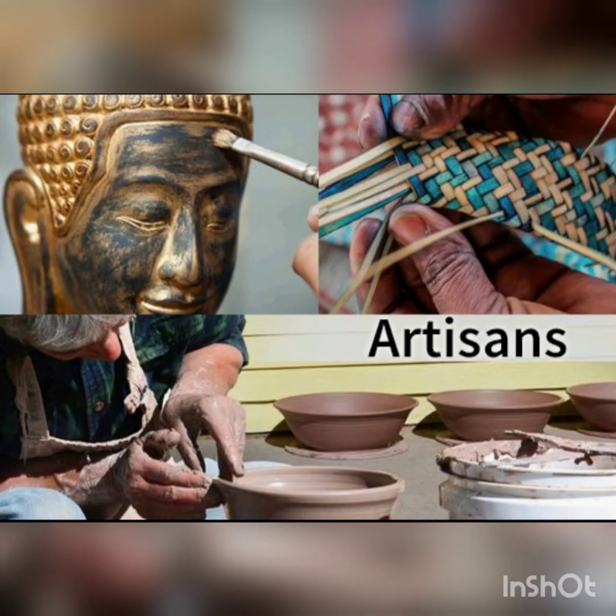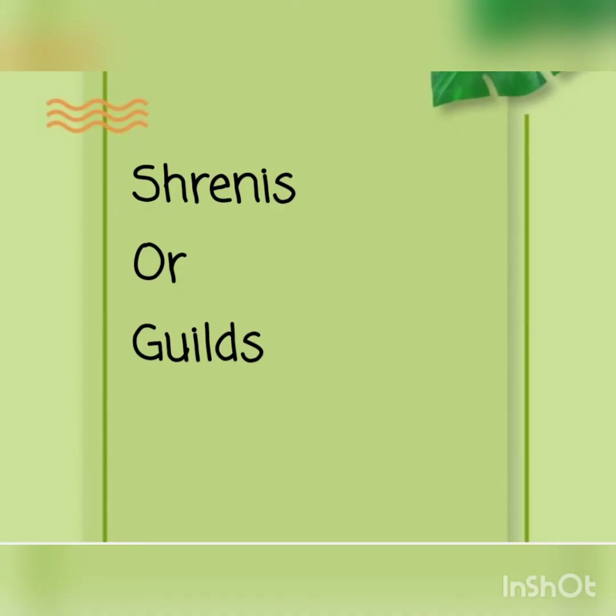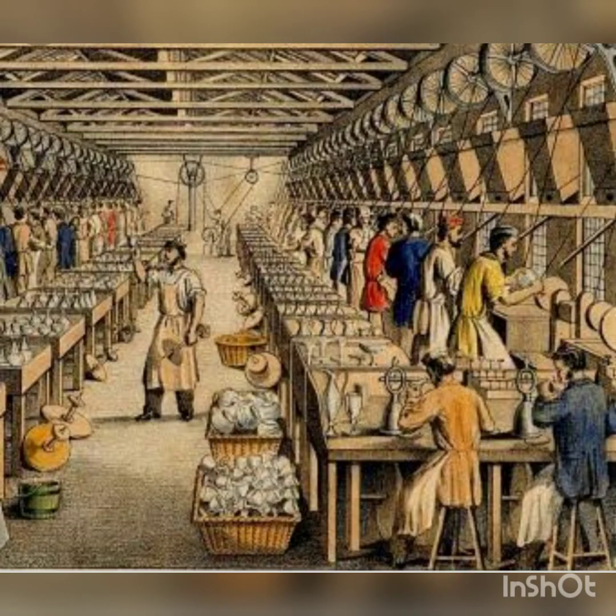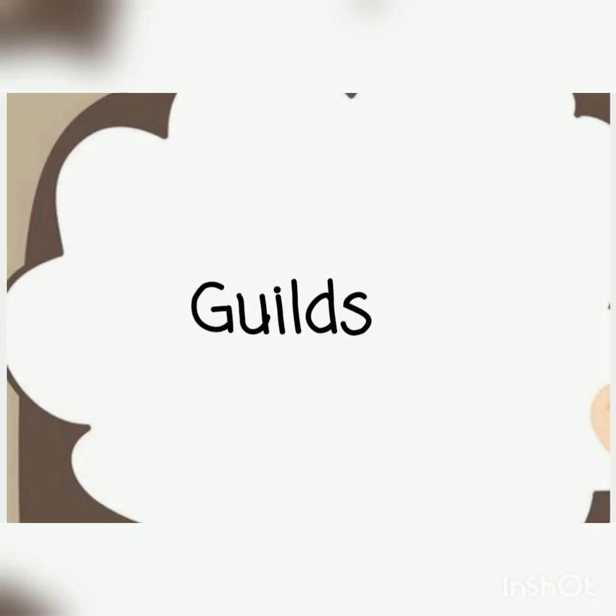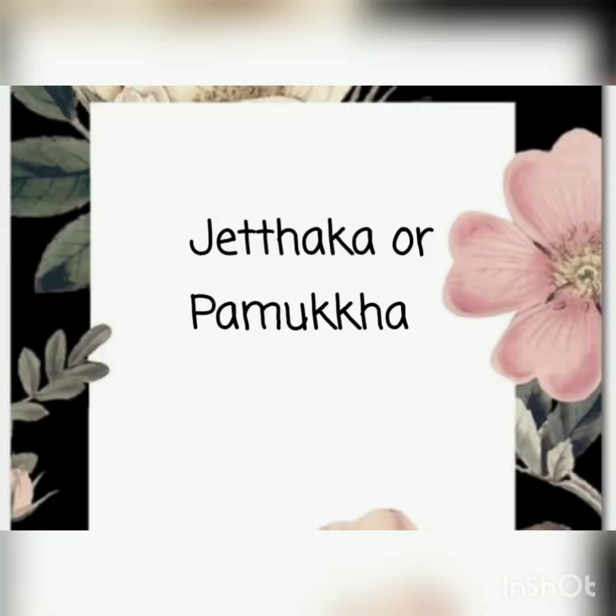Traders and artisans were organized in associations which were called shrenis or guilds. The guilds were very powerful and their association controlled the entire economic activity. The head of a guild was known as a jataka or pamukha.